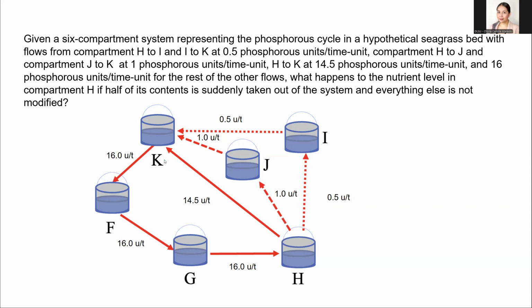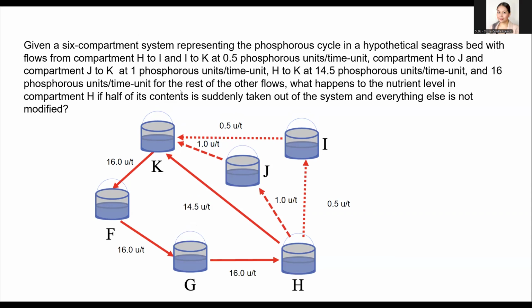And basically for everything else, K to F, F to G, G to H, we have 16 phosphorus units per time. Now, this would stay as is for long periods, but what would happen to the nutrient level in compartment H? So just focus on compartment H. I'm not asking about I, J, K, F, and G. But what happens to the nutrient levels in compartment H if half of its contents is suddenly taken out of the system and everything else is not modified? So think of it as, let's say if the contents of each pail was your savings account, no?